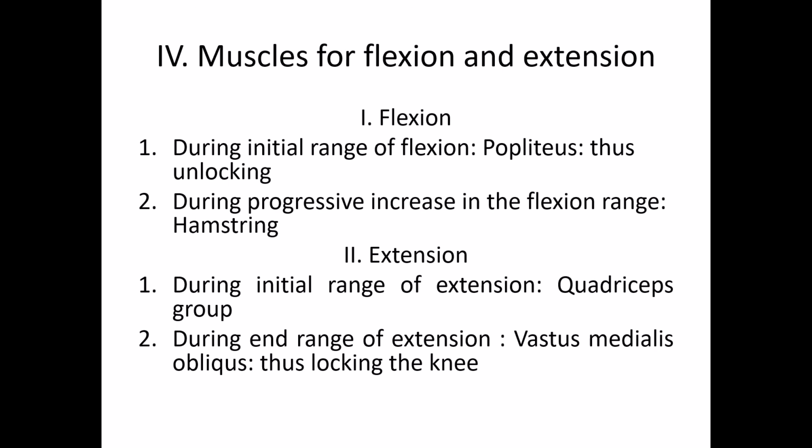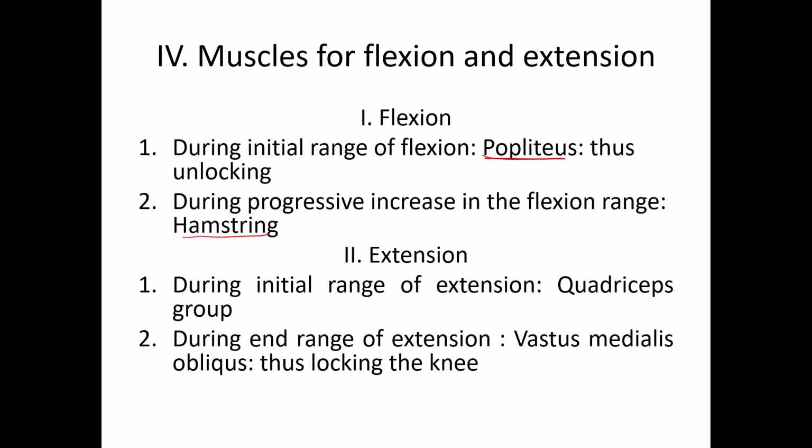Coming to muscles for flexion extension. When we are flexing initially, we know the flexors of the knee joint are the hamstrings. We also know the unlocker of the knee joint is popliteus. Initially, when you start flexing the knee from the 0 degree position of extension, your unlocker has to activate. In the initial range of flexion, the unlocker activates first, that is your popliteus, and thus to increase the range of flexion, the hamstrings come into action.